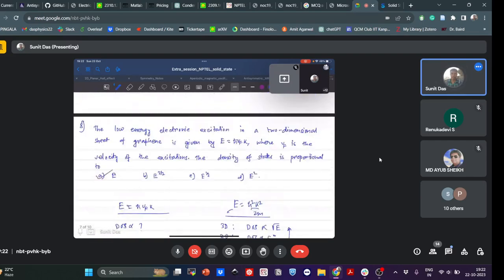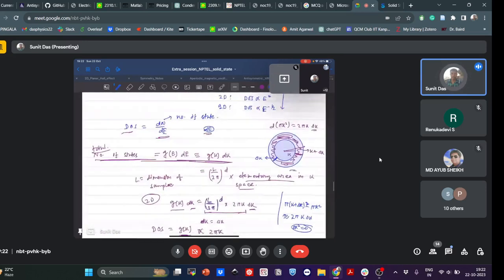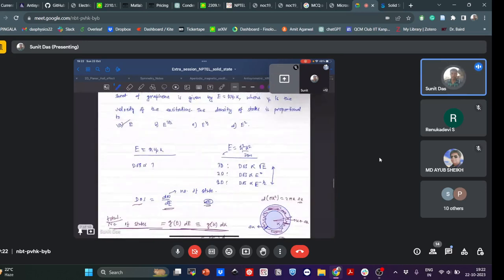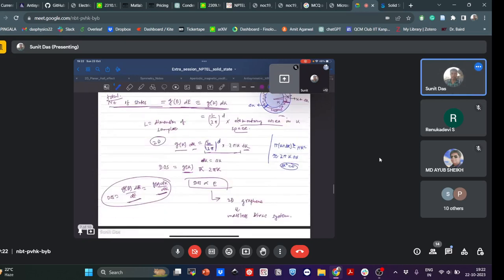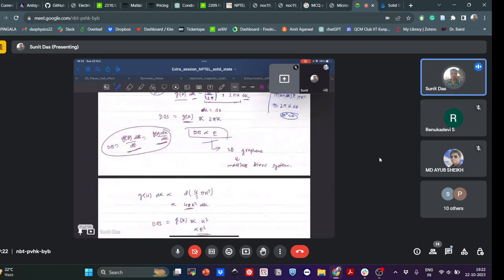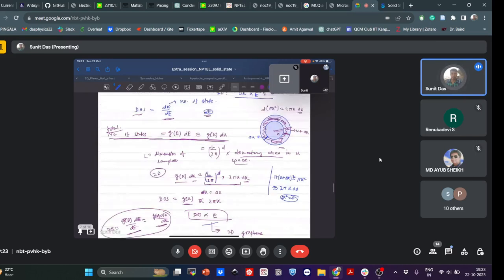Okay. So next problem. So this is the general way. So don't remember in that way. If it is parabolic, then this is the way, and then for the linear, that is graphene, this will be the case. For 2D, energy proportional. For 3D, energy square. So the best way is to find this. This is the general formula.